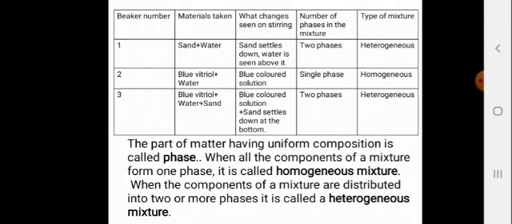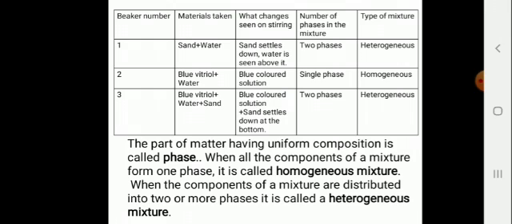In the first beaker, sand and water is taken and it is stirred with the help of a glass rod. What will happen after stirring? Sand will settle down and water is seen above it. So here two different phases are seen.